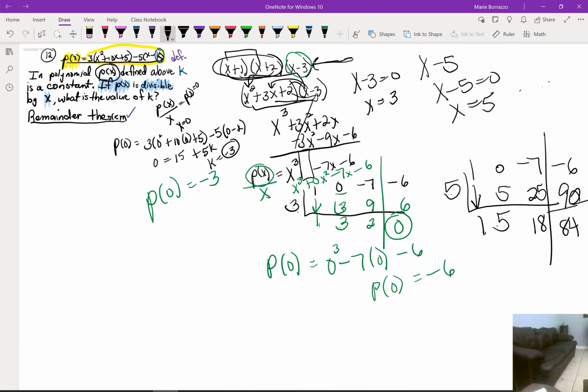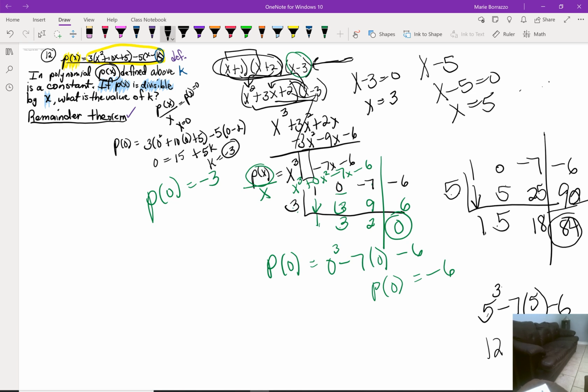Remember, the last column is always the remainder column. If that's the case, then that means if I did 5 cubed minus 7 times 5 minus 6, remember, 5 cubed is 125, minus 35, minus 6. Okay, well, use your math knowledge. So 125 minus 35 gives you 90, minus 6 puts us back at 84.